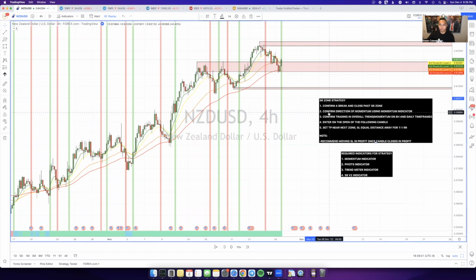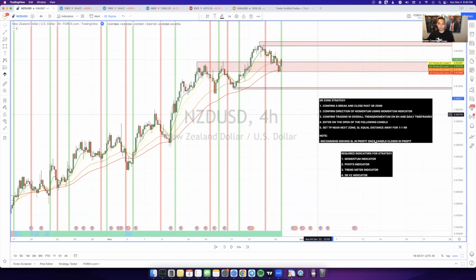Requirement number two is you want to confirm the direction of momentum using the momentum indicator. So with that said, you can see right here, we have a bullish buy signal. So with that said, we're only looking for buys at this point. So this break and close past this zone, we have a buy signal right here. This is going to confirm that we're looking for a buy. And this is going to confirm the first two requirements as well.